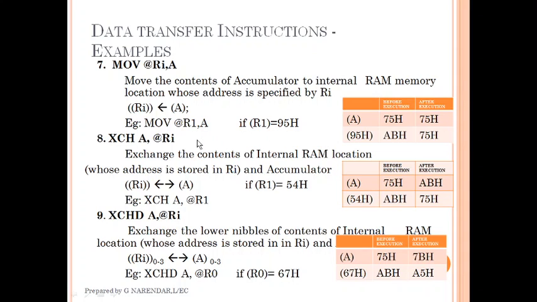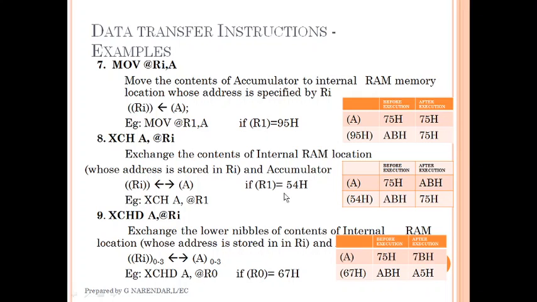Next we have the exchange instruction. It exchanges the contents of the source and destination locations. The destination is the accumulator and the source is a memory location whose address is specified by register Ri. So it exchanges the contents of the internal RAM location whose address is stored in Ri and the accumulator. Symbolically, an example instruction is XCH A, @R1.